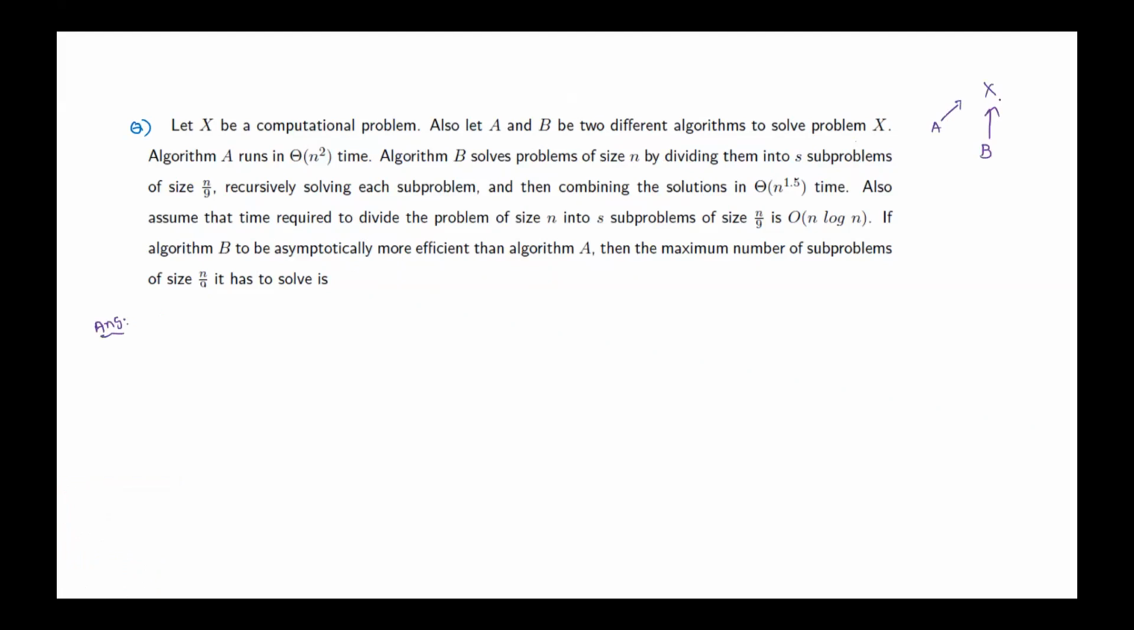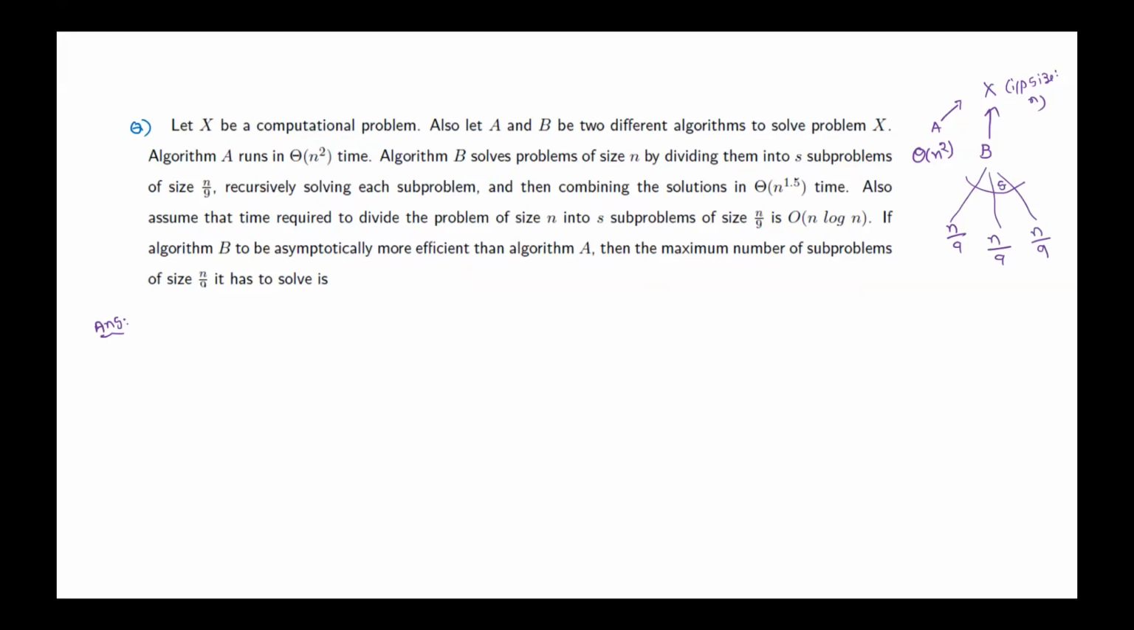Algorithm A runs in theta of n squared time. Algorithm B solves problems of size n by dividing them into S subproblems. So input size is n. It divides them into subproblems, each of size n by 9. Size n by 9, n by 9, n by 9. Correct? Like this, how many subproblems is it dividing? S subproblems.